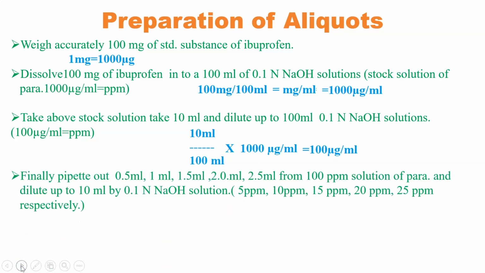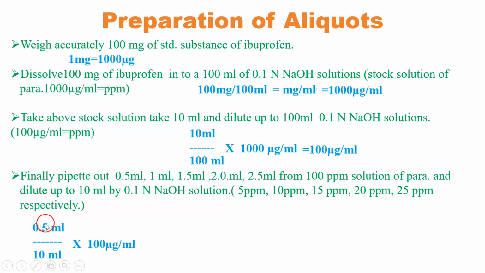And finally, in a similar way, pipette out 0.5 ml, 1 ml, 1.5 ml, 2 ml and 2.5 ml from this 100 ppm stock solution and dissolve in 0.1 normal NaOH. By mistake it says para here, it is actually ibuprofen, and you need to prepare this in a volumetric flask, and the final concentrations will be 5, 10, 15, 20, 25 respectively.